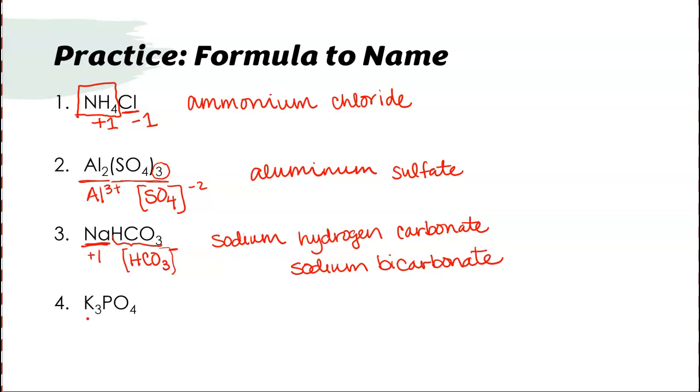And finally, we have a potassium and a phosphate. So we simply write potassium phosphate. And we know that we need 3 potassiums from this name here because potassium is a +1 charge and phosphate is a -3 charge.